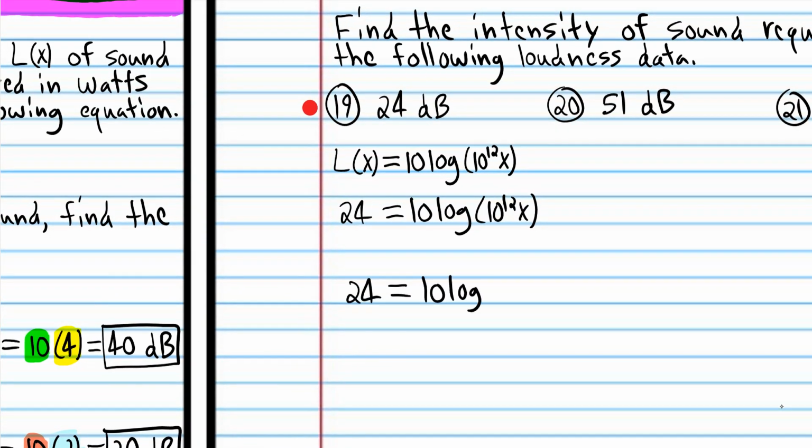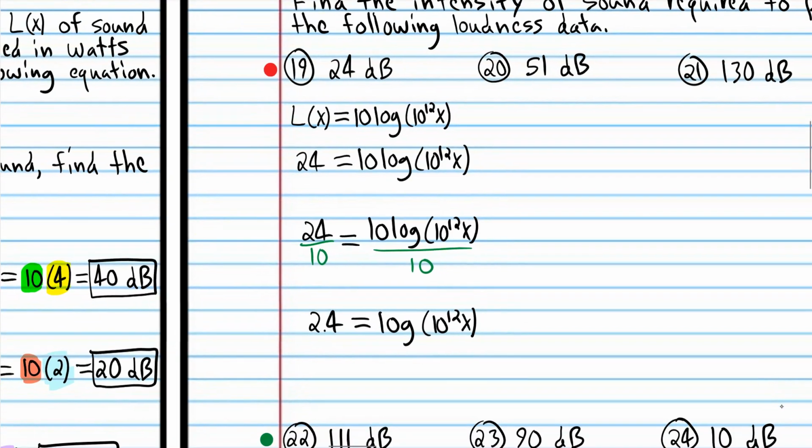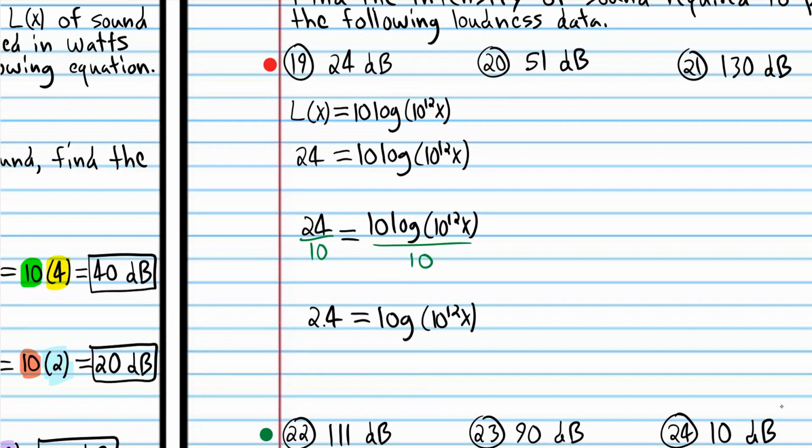Now students tend to get a little confused by this, so I'm going to show this division. You don't have to show it, but I'm going to show it anyway. So dividing both sides by 10, we get 2.4 is equal to log of 10 to the 12th x. Log base 10 of 10 to the 12th x.